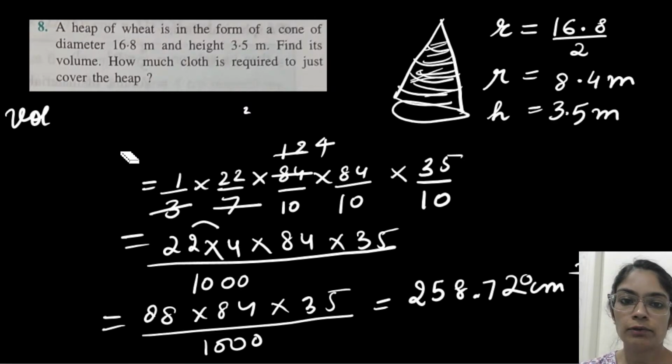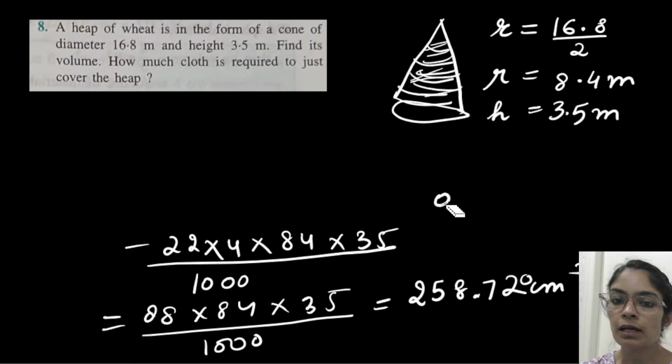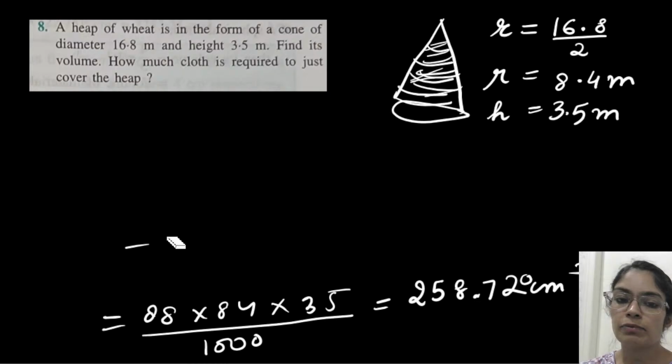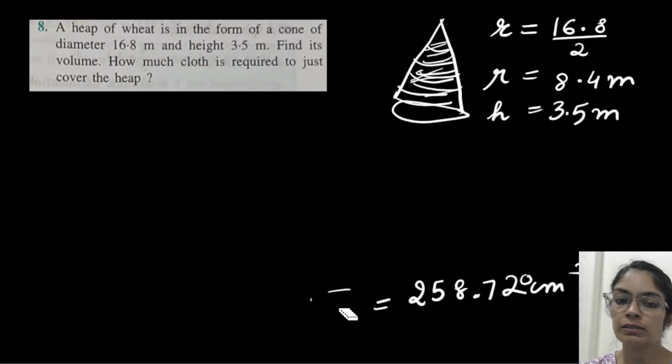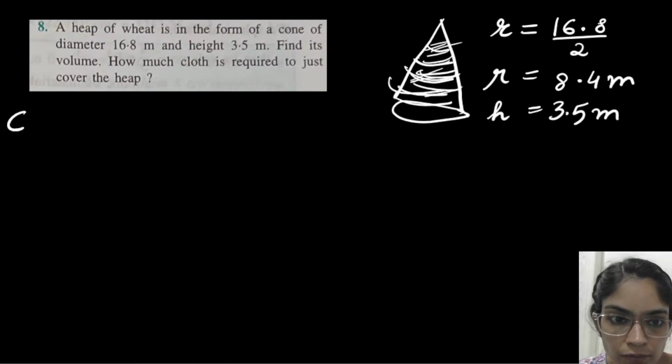They are telling how much cloth is required just to cover the heap. So for covering, wherever these types of things are there, we will be finding the surface area, because that is the surface we are going to cover. Whenever covering comes up, we have to find the curved surface area, because only the top curved part we are going to cover.